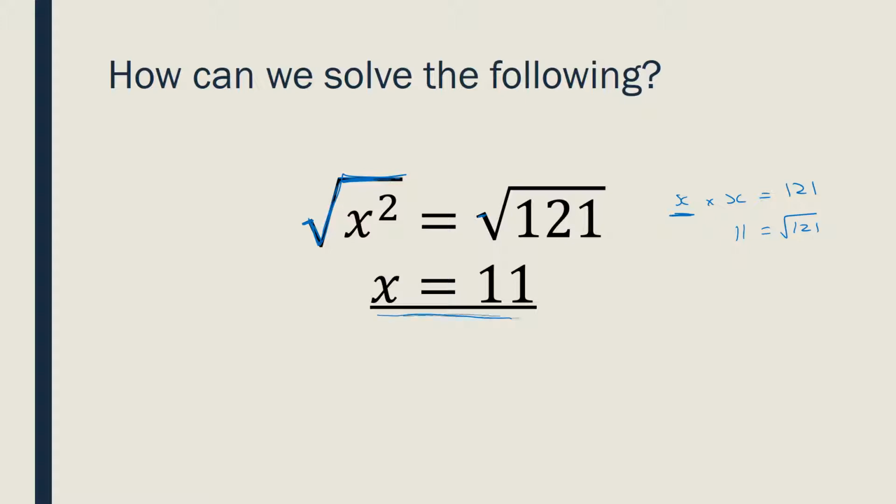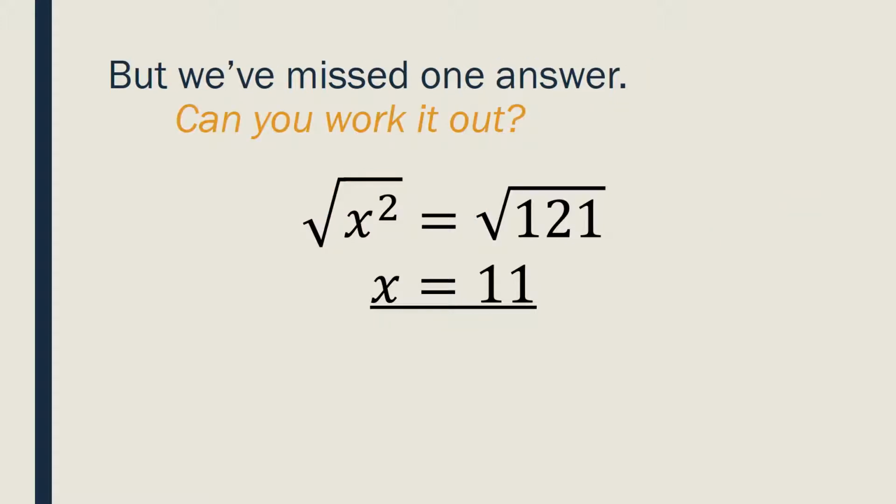Now this is correct, however, we've missed one important value. Have a think about it, see if you can work out what it is. Remember, it's going to be two of the same number, so it's going to be x times x, so they're both going to be the same, equal to 121.